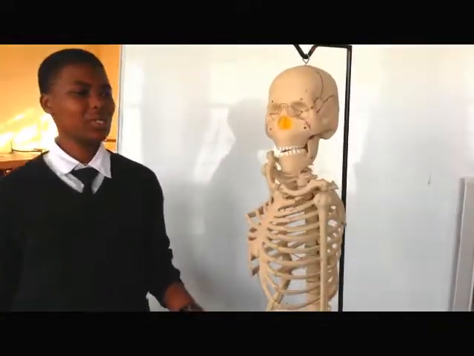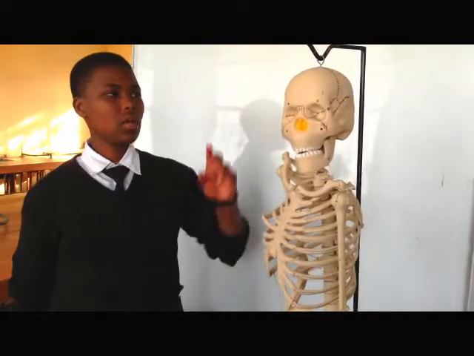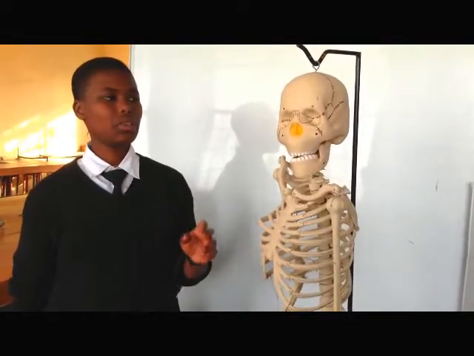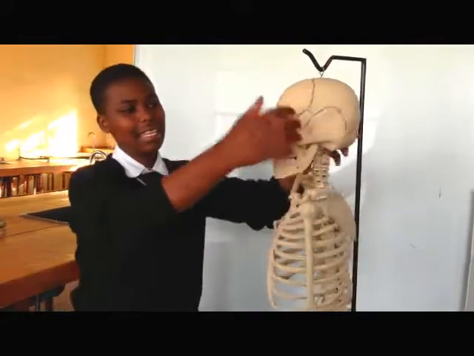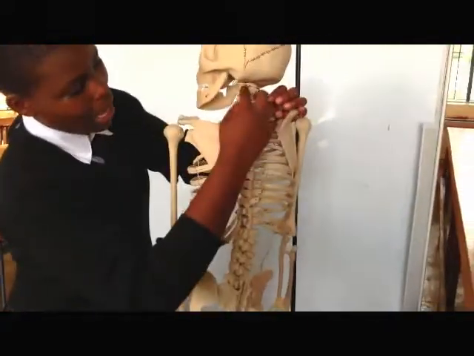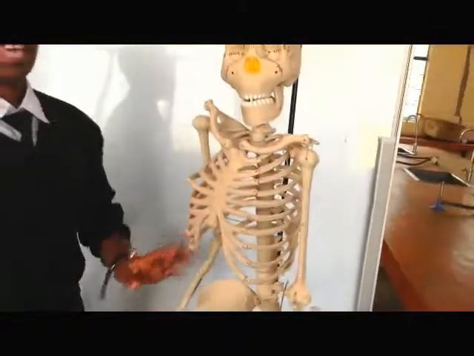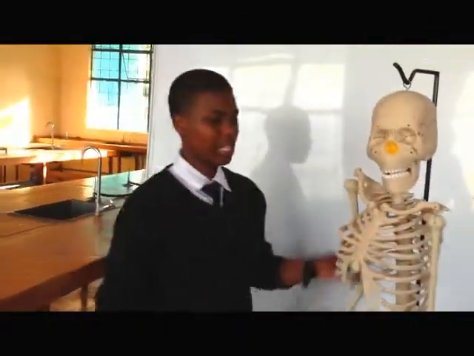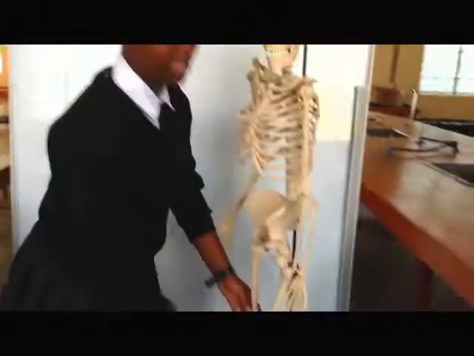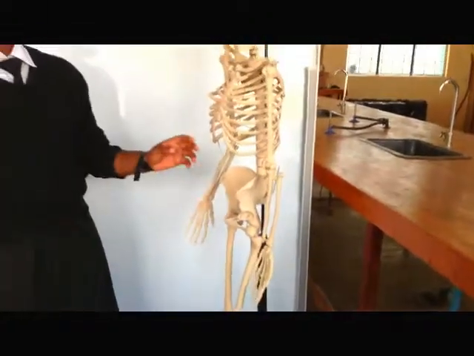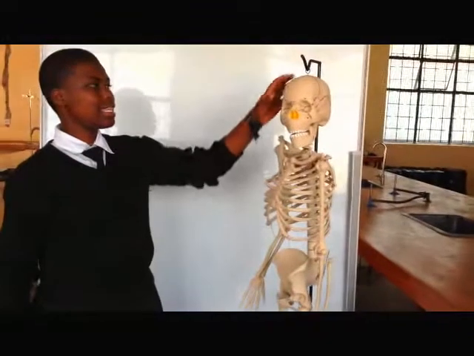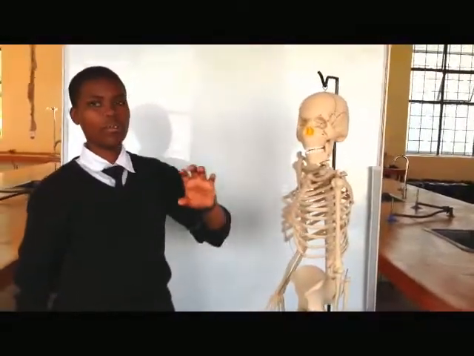The human skeleton is divided into two main parts, which are the axial skeleton and the appendicular skeleton. The axial skeleton is comprised of the skull, vertebral column, rib cage and sternum, while the appendicular skeleton is made up of forelimbs and hind limbs. I'm going to explain about the skull. The skull is the bony framework of the head.